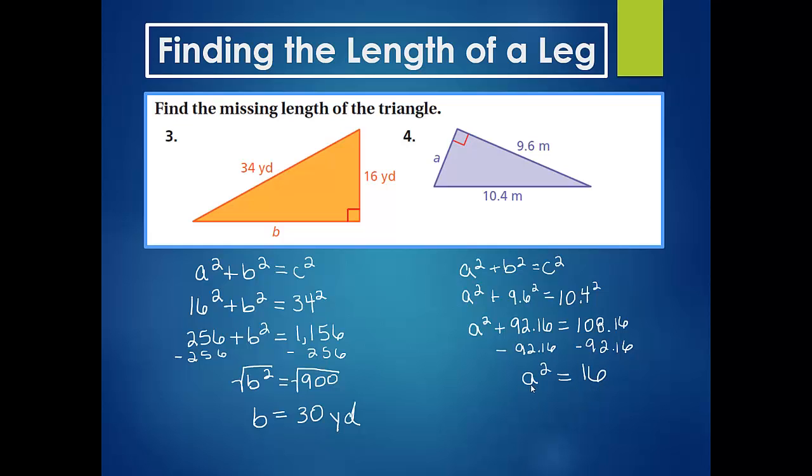We do not want a squared, we just want a. So we need to take the square root of both sides. Square root of a squared is just a. The square root of 16 is 4 because 4 times 4 equals 16. And then we need to label this with meters. So a equals 4 meters.